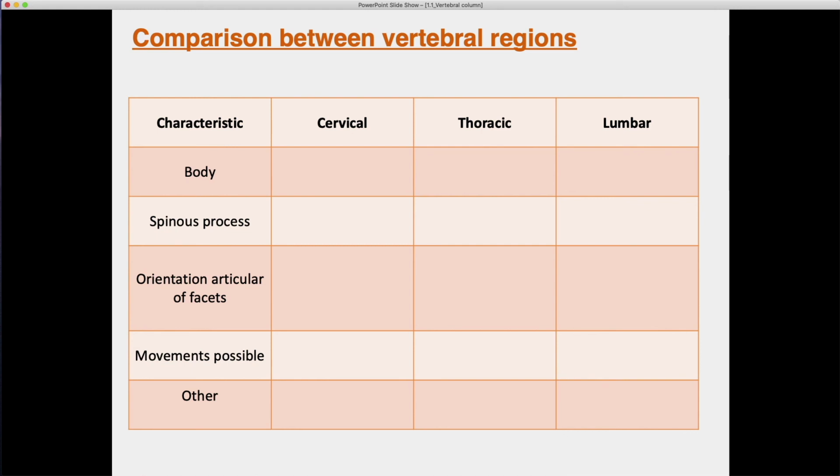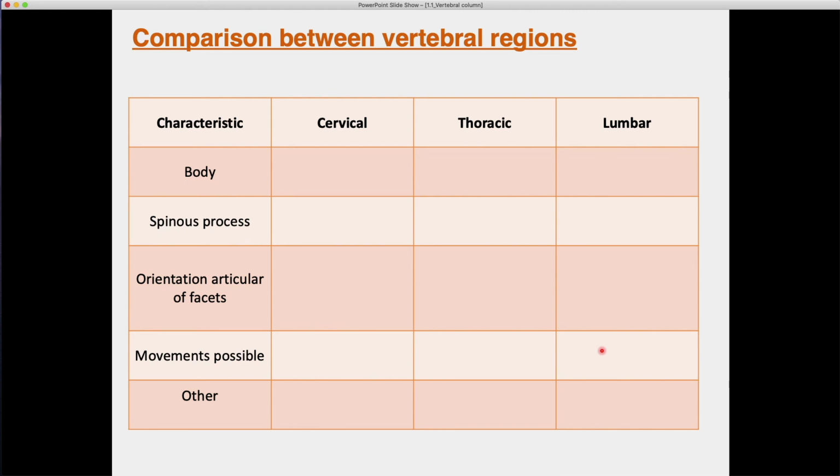So you may want to fill out this chart or this table, in which you are welcome to write down the features of individual vertebrae and how they compare to each other. How does the body of a cervical vertebra differ from a thoracic vertebra? What about the spinous processes? What about the movements possible at each of those regions? So, you may wish to fill in this table.